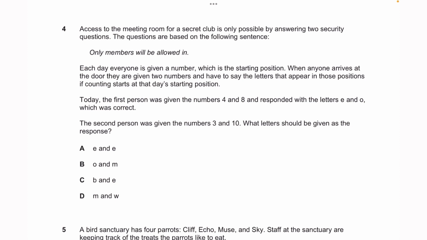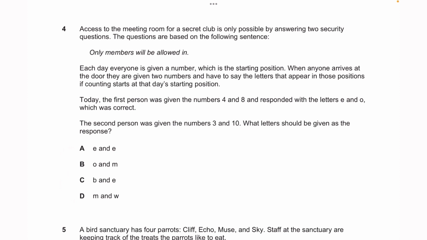Today, the first person was given the numbers 4 and 8 and responded with the letters E and O, which was correct. The second person was given the numbers 3 and 10. What letters should be given as the response? And we've got our 4 options down below. Now, this question is quite confusing because you might be wondering what do they mean by starting positions and what do they mean by the letters and how do they correspond to the numbers and things like that.